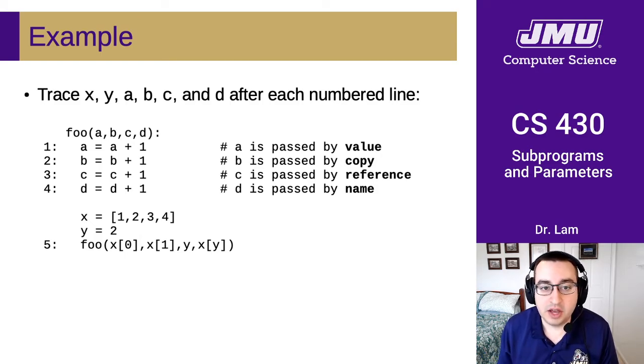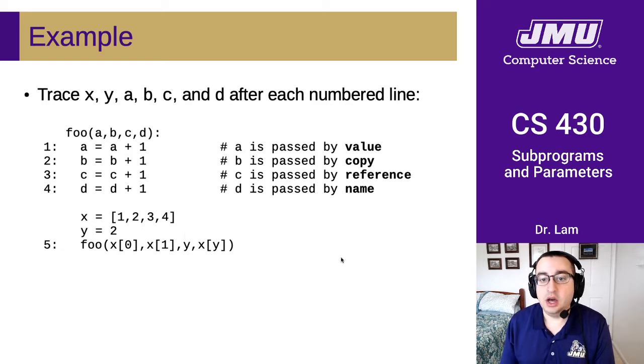So we have some initial values for some of these. We have x being set to this array, we have y being set to 2, and then we call foo. We are passing x sub 0 as a, we're passing x sub 1 as b, y as c, and x sub y as d.